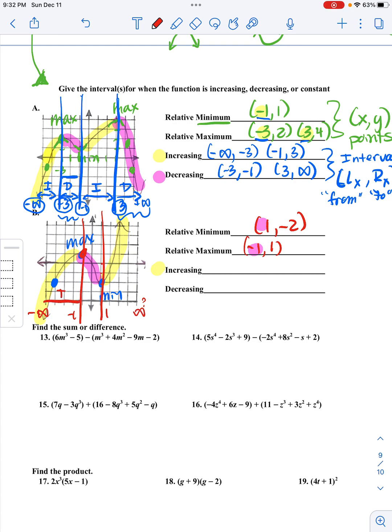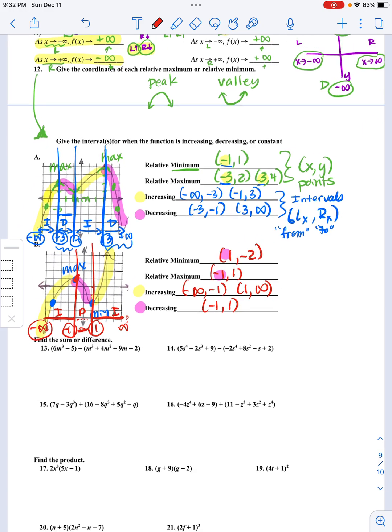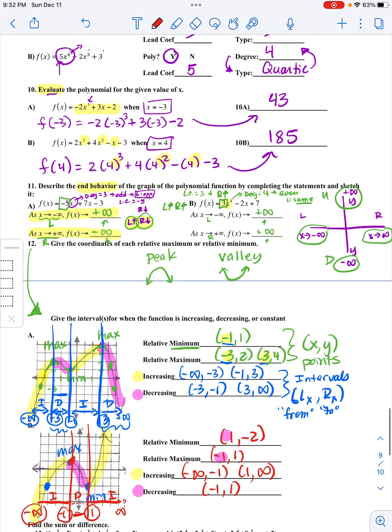This part is increasing, so is this part. This part is decreasing in between. So for increase, I'm going to increase from -infinity until I get to -1. And then again from 1 on to positive infinity. The only place that it is decreasing is in between these two. So from -1 to +1. Okay, so that was a lot.